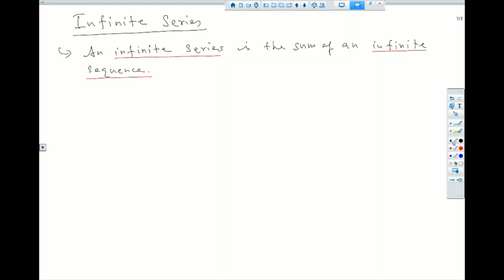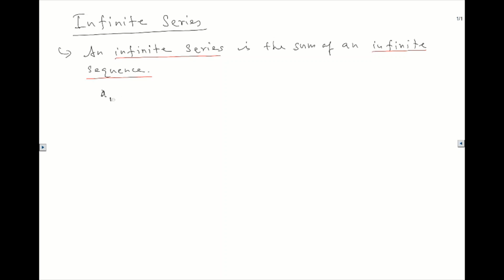For example, let's look at the situation. So we have A1, and then we have A2, A3, like that. So that's the sequence. So this is an infinite sequence. Now the corresponding series. So what's the corresponding series? You add the terms. So we have A1 plus A2 plus A3, like that. So this is what we call an infinite series.